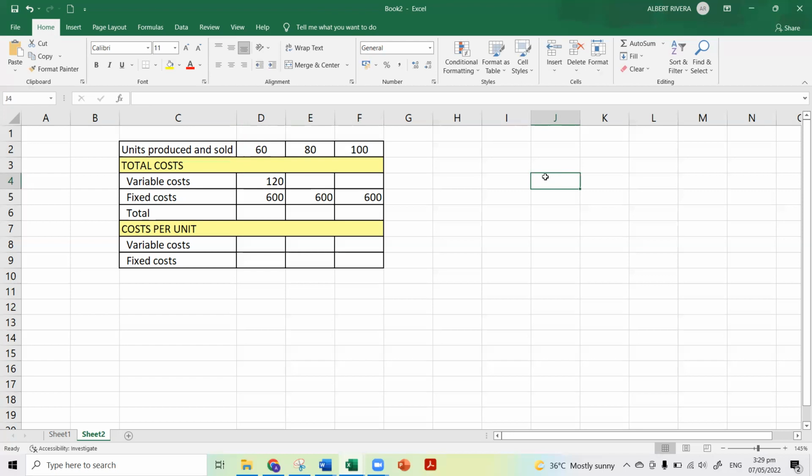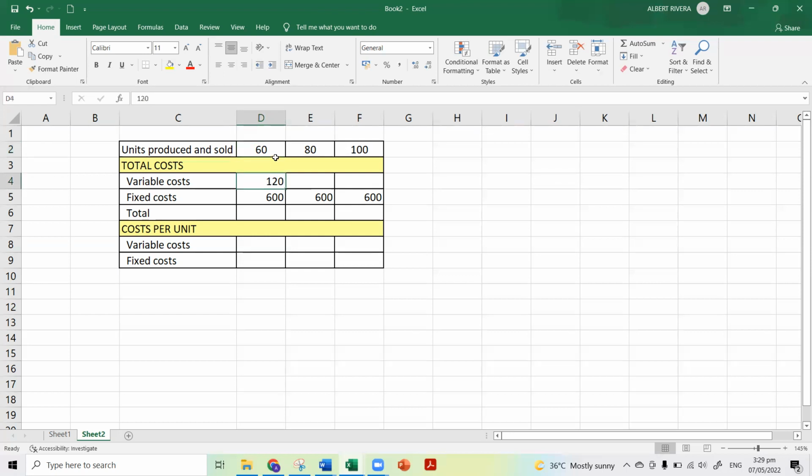How did I know? That is 120 pesos divided by 120 units of ice cream. That is 1 peso. If I consume 50 units of ice cream, that is 50 pesos, because it is one peso each. 50 pesos divided by 50 units. Here, the total cost is 120 at an activity of 60 units produced and sold.